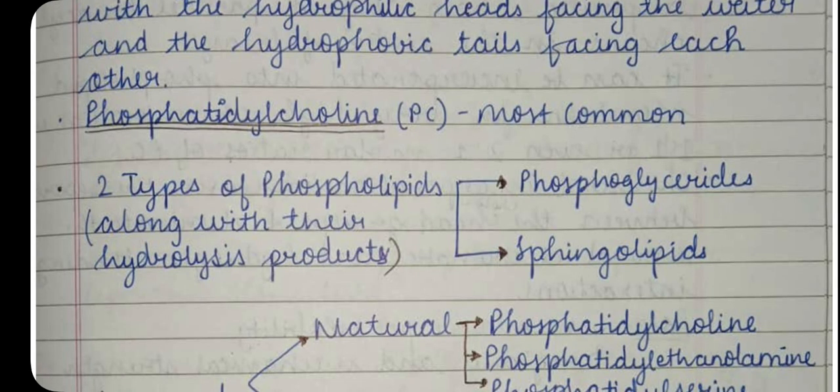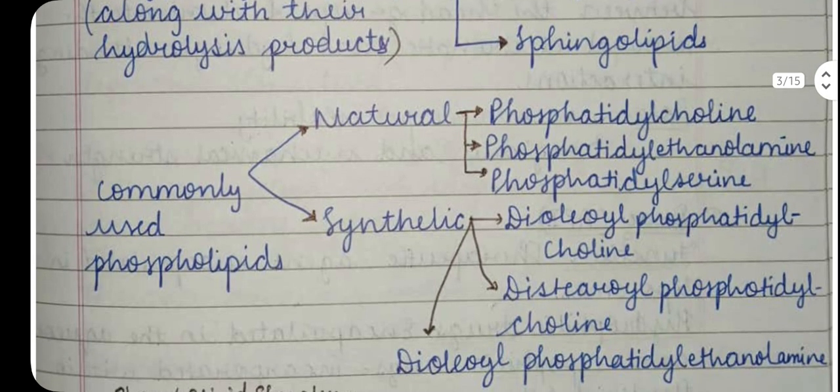Phosphatidylcholine is one of the most common phospholipids. There are two types of phospholipids along with their hydrolysis products: the phosphoglycerides and the sphingolipids. Commonly used phospholipids are the natural phospholipids and the synthetic phospholipids. The natural phospholipids include phosphatidylcholine, phosphatidylethanolamine, phosphatidylserine.